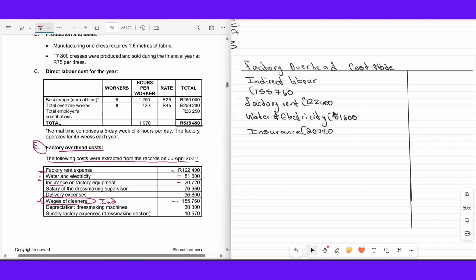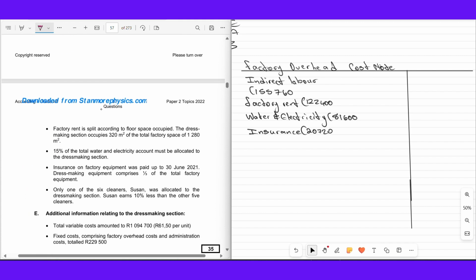So for now, let's just deal with these ones. So what are they saying about wages? Let's go to the transactions there. We have this transaction first adjustment here. So they are saying factory rent is split according to the floor space occupied. The dress making section occupies 320 meter square of the total factory space of 1280 meter square. So what they are simply telling us is that factory rent is split according to the floor. The dressmaking section occupies 320 of the total factory.